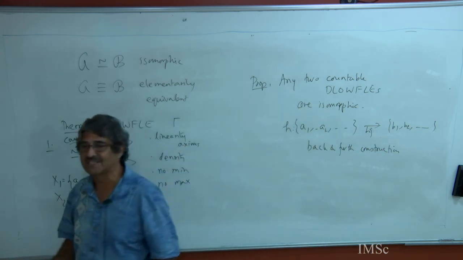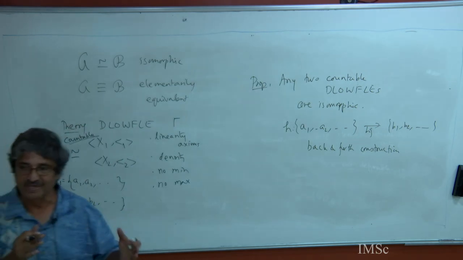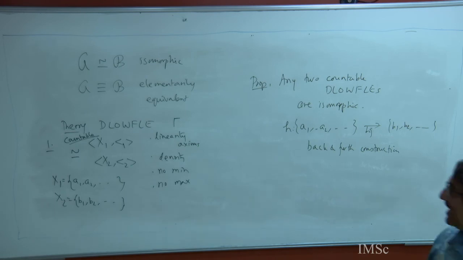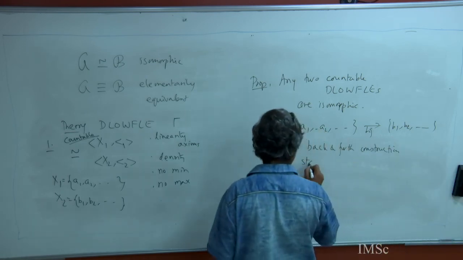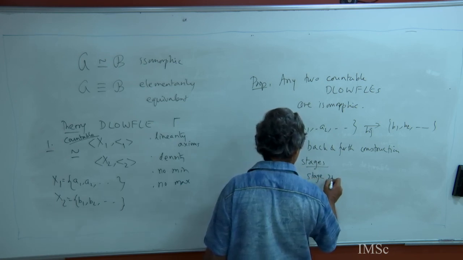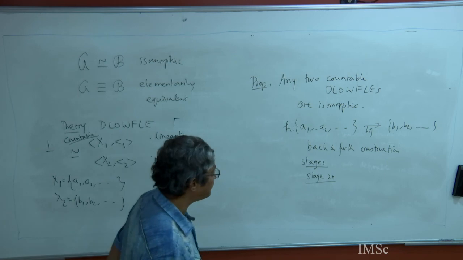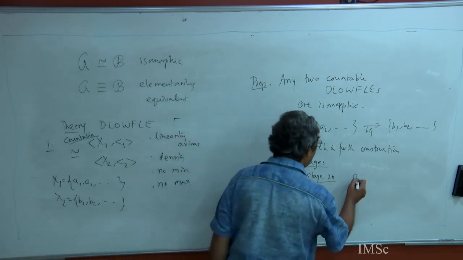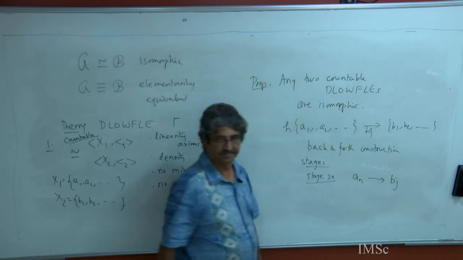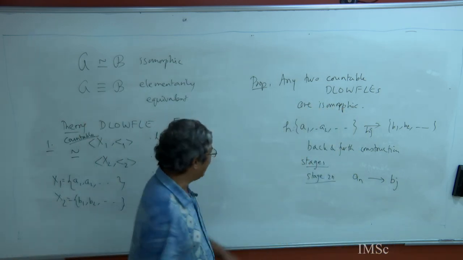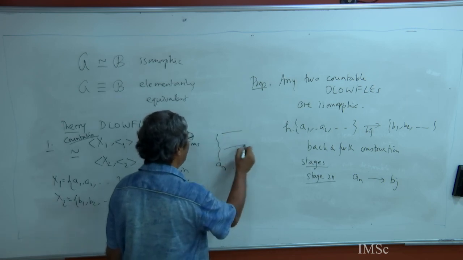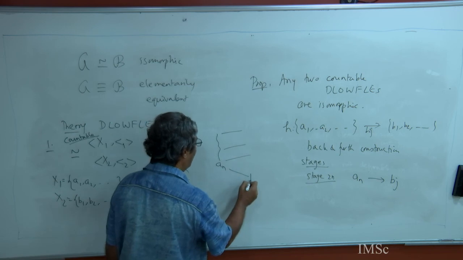This kind of back and forth construction works very nicely for countable structures, finite or enumerable countably infinite structures. And what is the idea? So you do it in stages. At stage 2n, you take element an and map it to some bj, right? Until this I have come so far, and now I have got an. This maps to this, this maps to this, this maps to this, and so on, and I pick some bj.